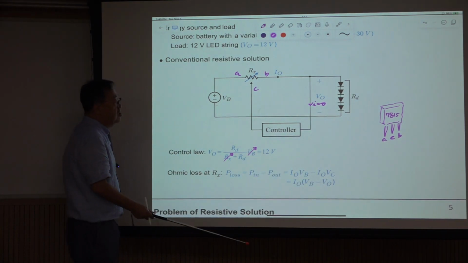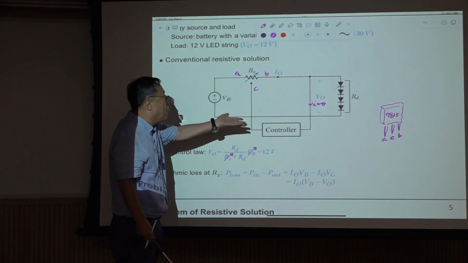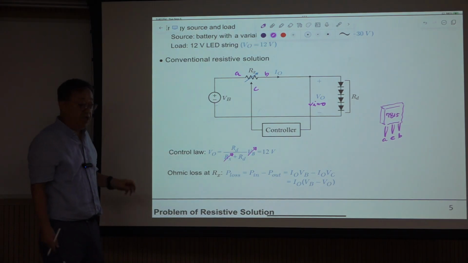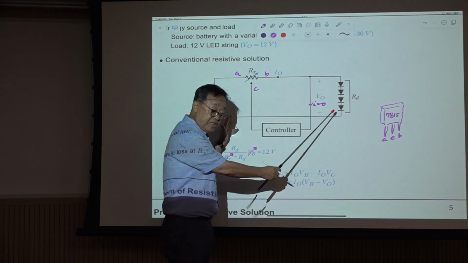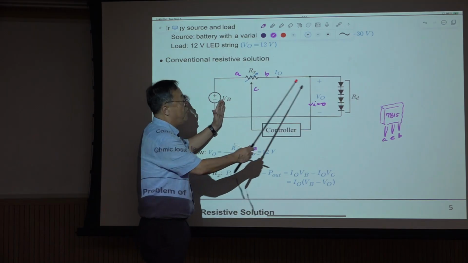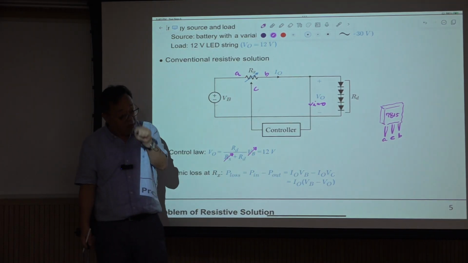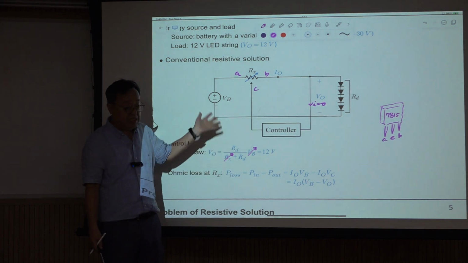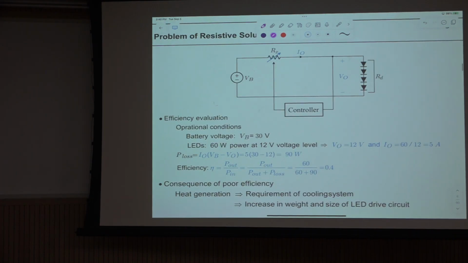This loss is proportional to this current. Okay. So if you use large current, then loss will be large, and it is also proportional to the voltage difference between this and this, right? So there are some techniques to reduce the voltage difference between input and output. It's called a low voltage regulator. That is basically this resistive approach. Okay, so let me take one example. So, problems of this resistive solution.